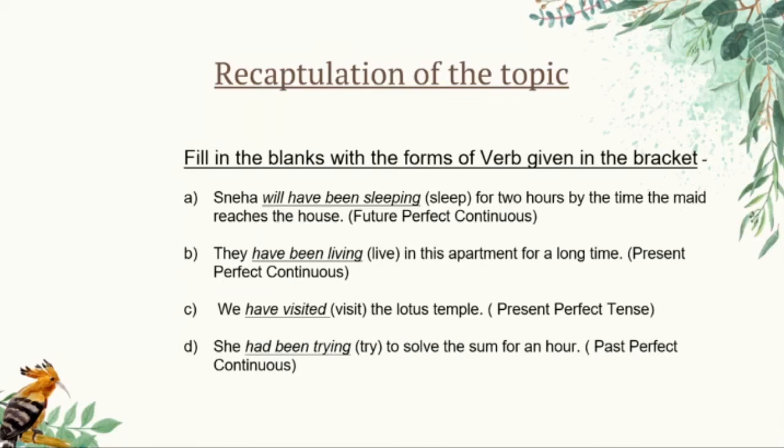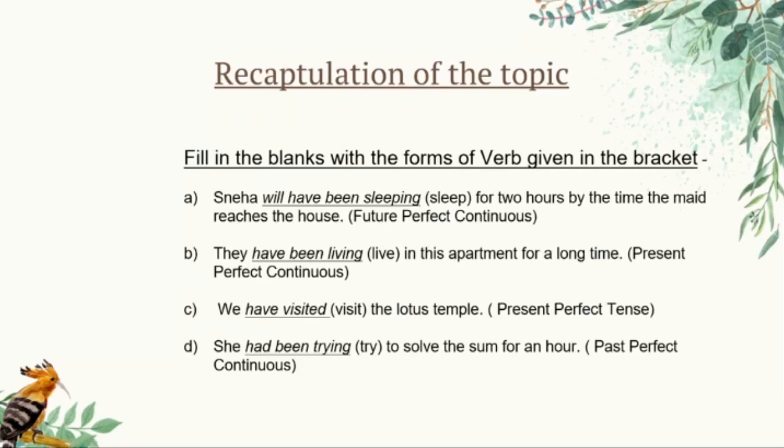Second sentence, they dash live in this apartment for a long time. We have to fill this with present perfect continuous and the verb is live. The sentence will be, they have been living in this apartment for a long time. Third sentence, we dash visit the Lotus Temple, and we have to fill it with present perfect tense. So it will become, we have visited the Lotus Temple.